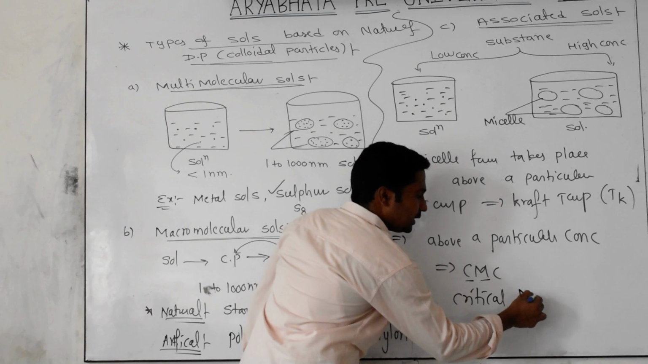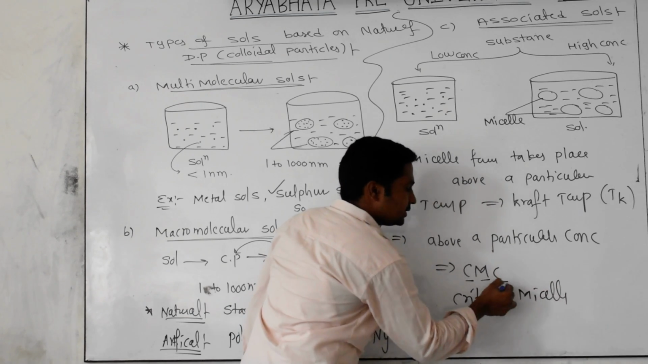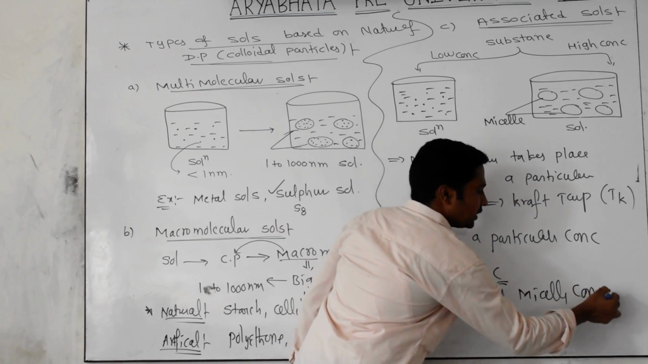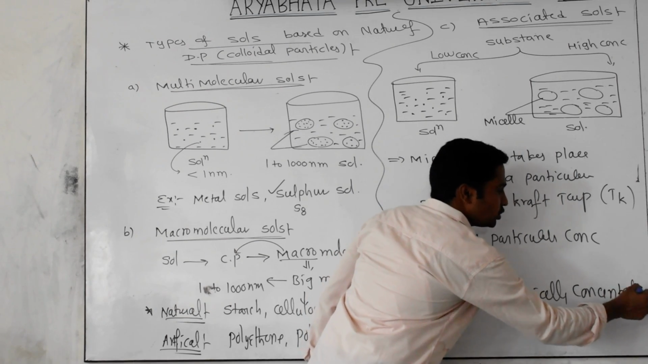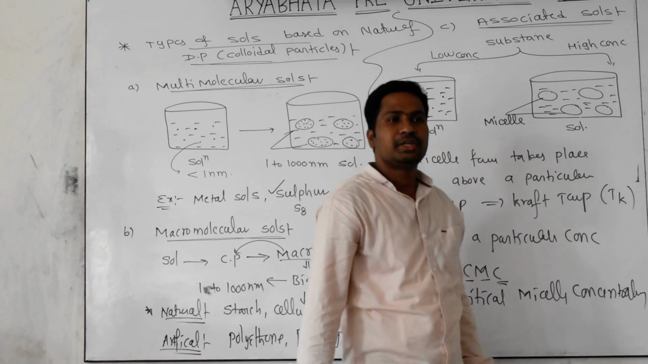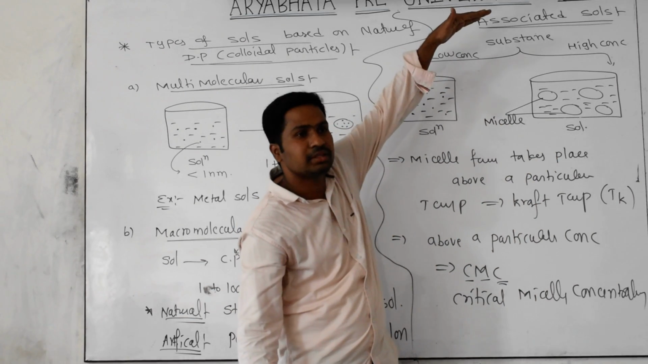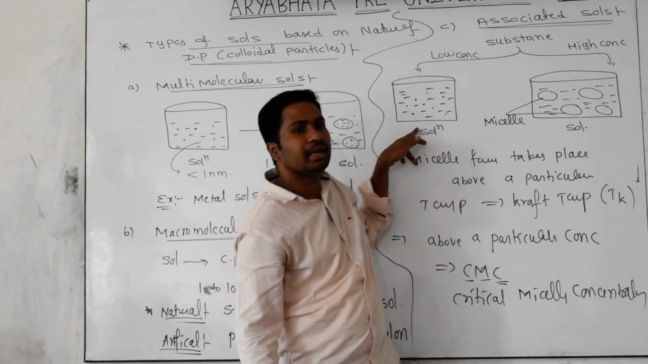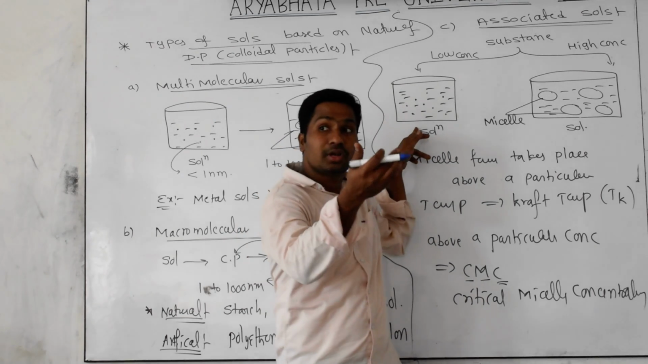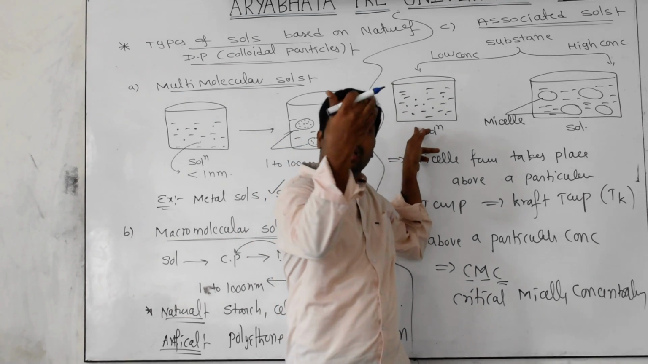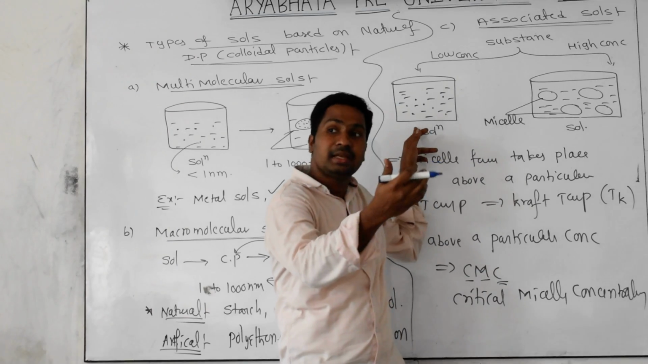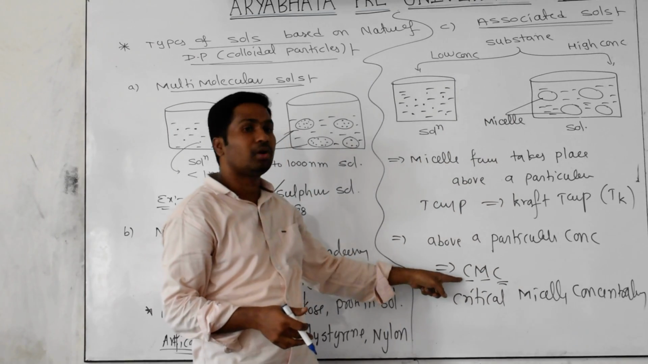CMC: critical micelle concentration. C means concentration. Critical micelle concentration means what? The micelle formation in the sols will be happening above a particular concentration. Below that it is behaving like a solution. Above that particular concentration it behaves like a sol because of the formation of micelles. That particular concentration we are calling CMC.